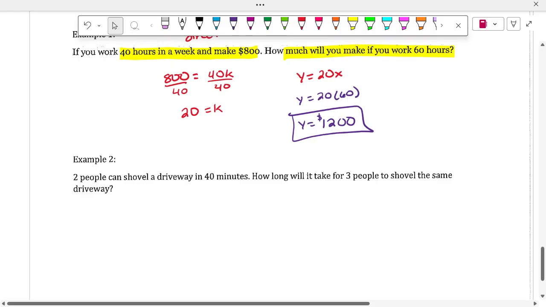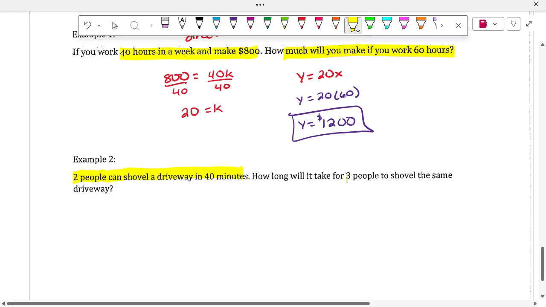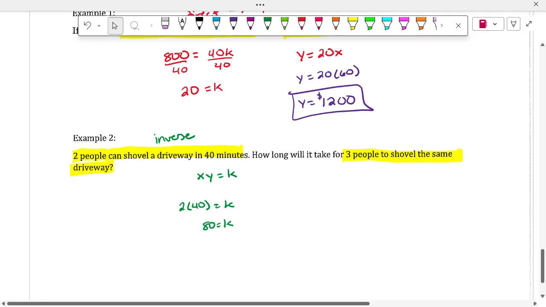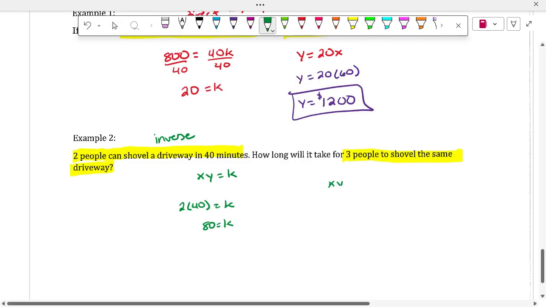Okay, last one. 2 people can shovel a driveway in 40 minutes. How long would it take for 3 people to shovel the same driveway? That one's definitely inverse. Because if it's the same length of driveway and you add more people, you get it done faster. So this is xy is equal to k. So you have 2 times 40 is equal to k. So k is equal to 80.